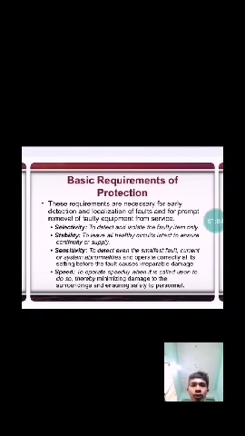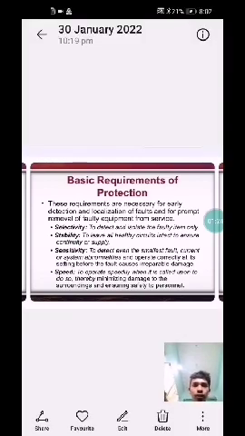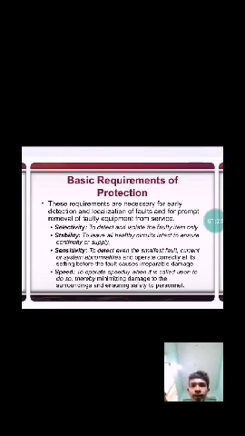These are the requirements necessary. Localization of the fault, that is, removal of the faulty equipment from service. Selectivity, to detect and isolate the fault in the faulty item only.